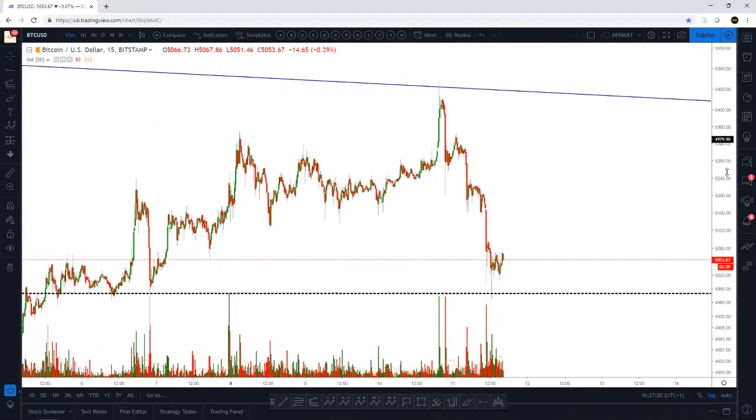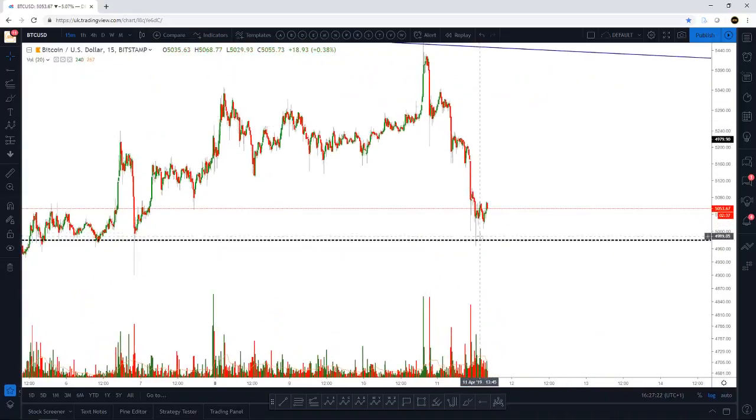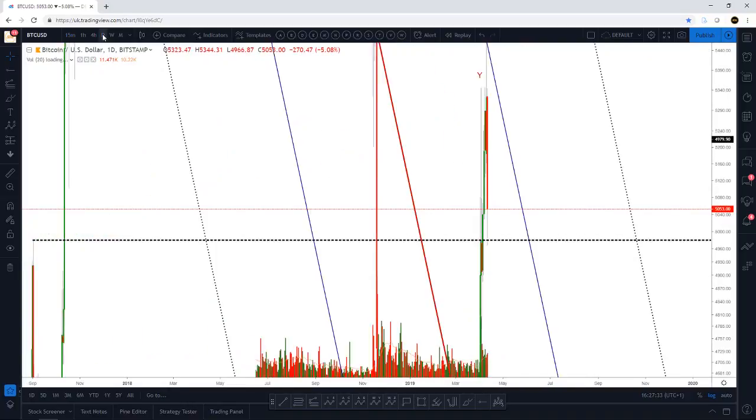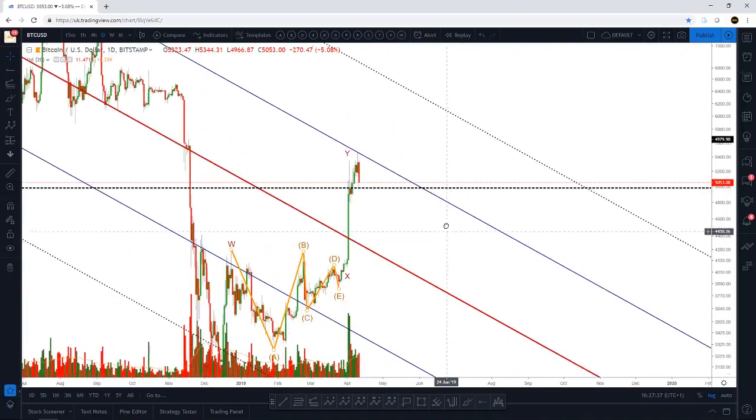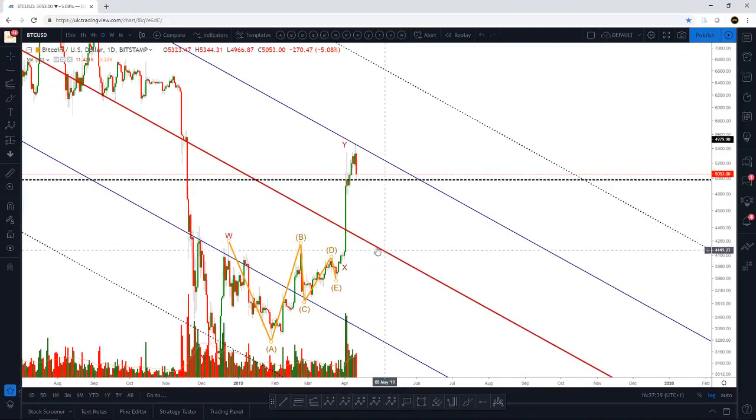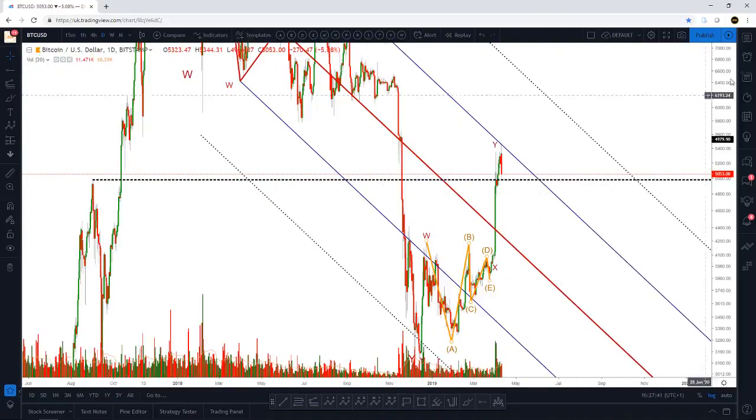So this is our dotted black line. You can see we've come down, we've tested this line. It's probably going to act as some temporary support, but I do expect prices to come down below here, and going on the daily, the next target for me would, I suppose, have to be this median line. Okay.